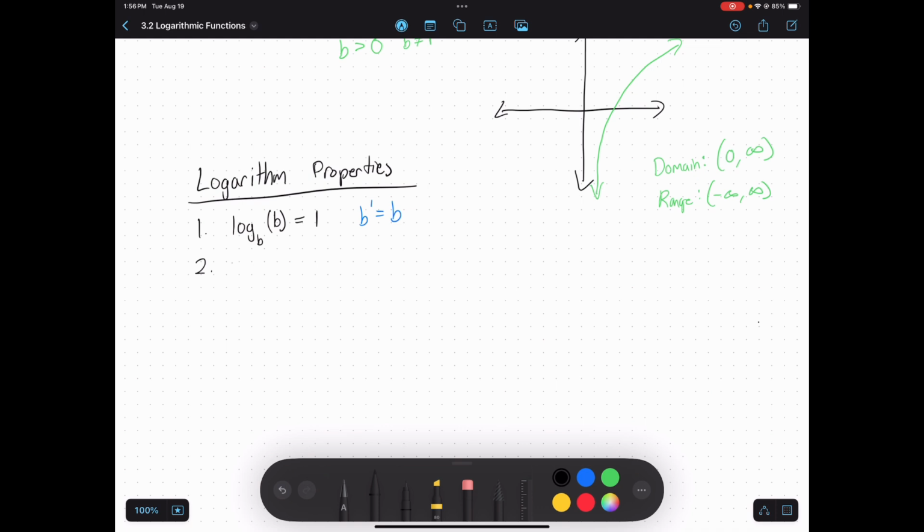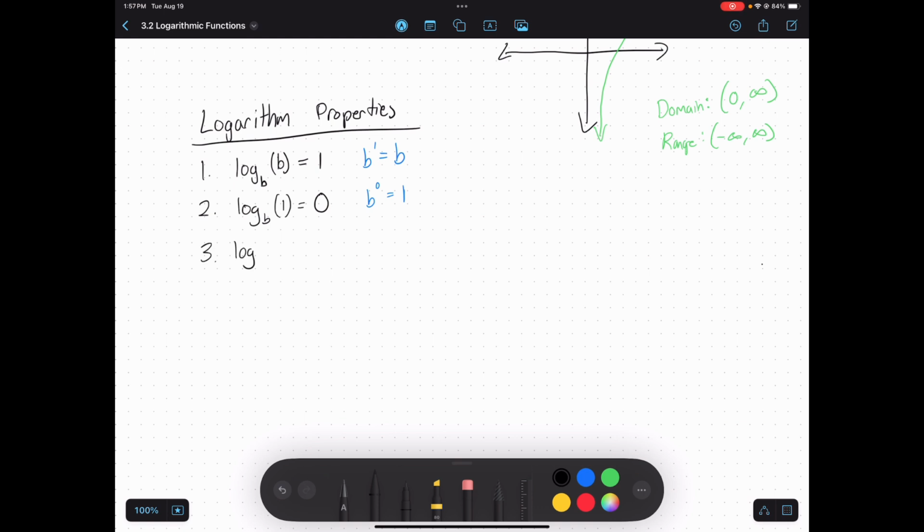Similarly, what would happen if I take a logarithm of base b and evaluate it at 1? What's log base b of 1? Well, this is asking what exponent would I need to raise b to in order to get 1? This is a property of exponents that any number raised to the 0 power will give me 1. So this is true because b to the 0 power is equal to 1. So log of any base evaluated at 1 is going to equal 0.